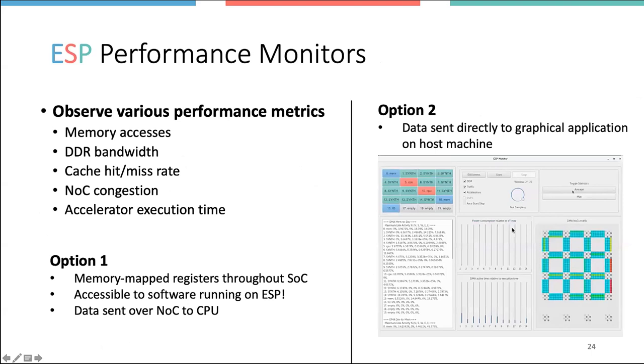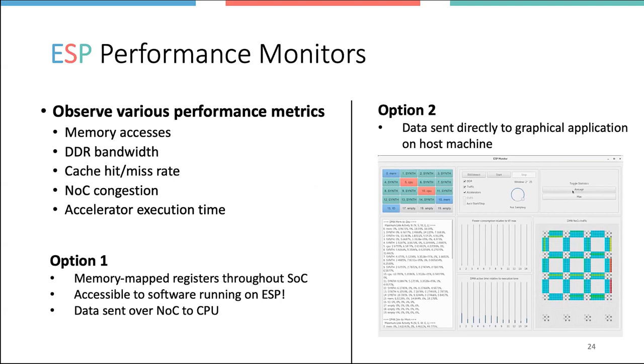In ESP, we also have a hardware performance monitoring system in which you can observe metrics like memory accesses and bandwidth, the cache hit or miss rate, congestion on the network on chip, and accelerator execution time. We also have two options for reading this data. The first option is using registers that are dispersed throughout the tiles of the SoC. The registers are memory mapped, so they can be read by software running on ESP. This is particularly useful if you want to design an application that makes decisions based on the performance data. In this case, when the monitor data is read, the data is sent over the network on chip to the CPU. So this, of course, can slightly impact your performance measurements like the NoC congestion. This option is always enabled by default.